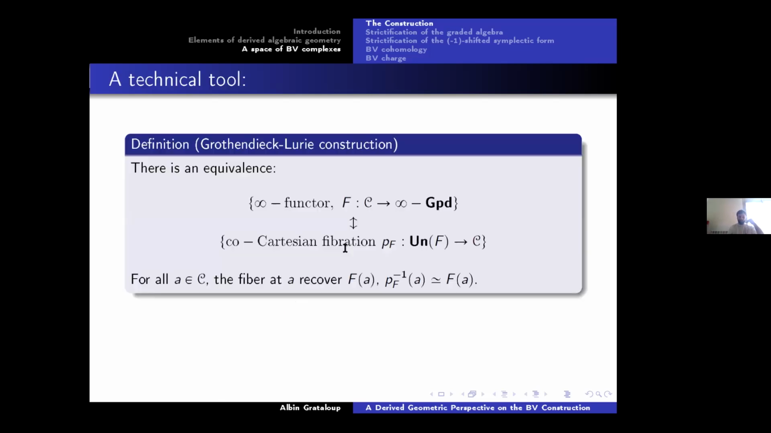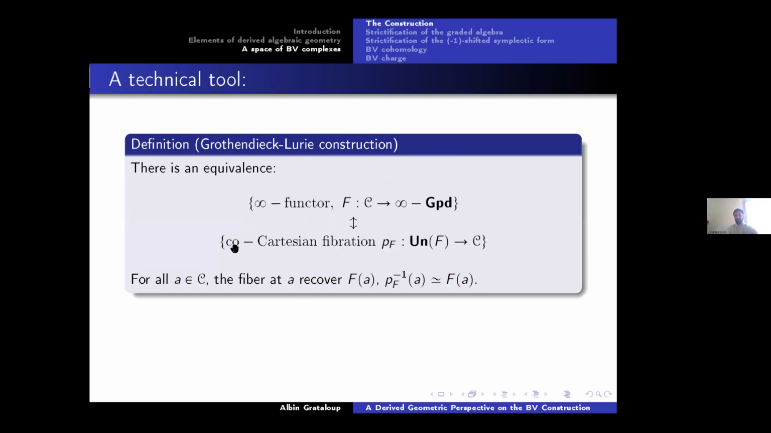But first I need to define the space, and for that I need some technical tool given by the Grothendieck-Lurie construction, where I take a functor from some infinity category to the category of infinity groupoids, or spaces.